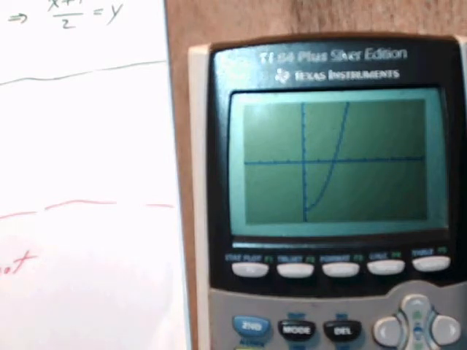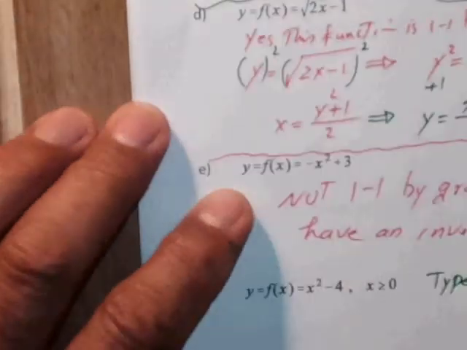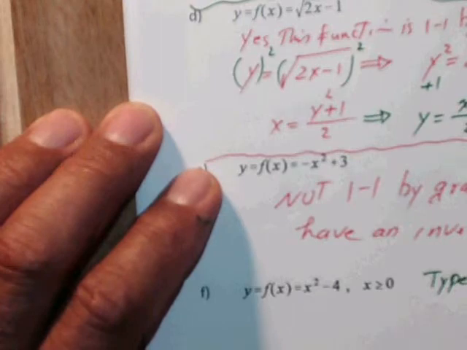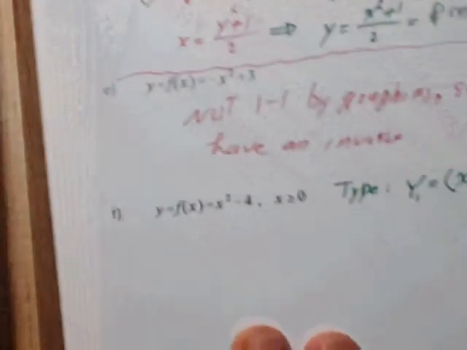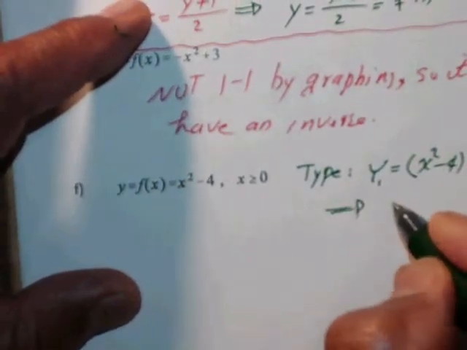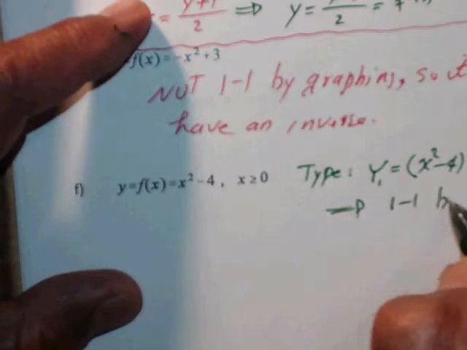If I didn't have that condition, it wouldn't be one-to-one. You see? So I would say one-to-one by graphing.